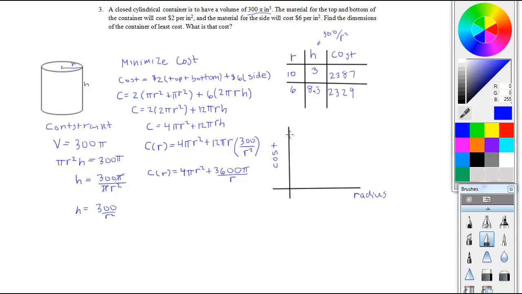All right, so I'm looking for a minimum cost, and I know that I have some costs in the 2000s. So I'm going to double that, roughly, and say that this is 5,000. And then 10 and 6 are my radii, so I'm going to double those and say about 20. I could be wrong, I might need to adjust that, but that's what I'm going to try.